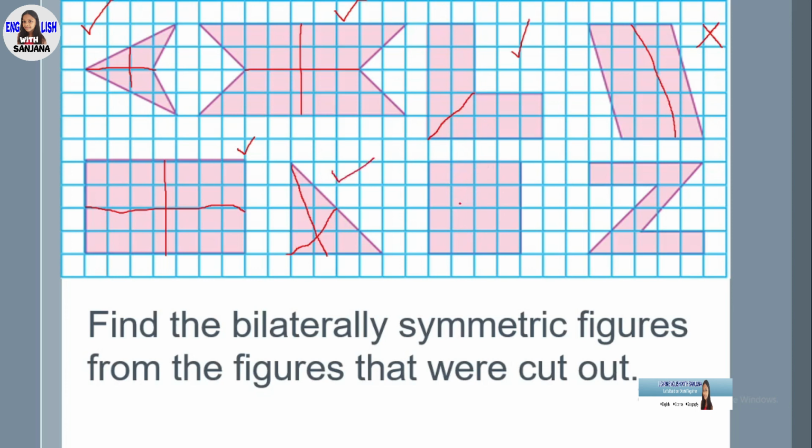Friends, is this square a bilateral symmetric figure? Yes, it is. We can draw one axis of symmetry, 2, 3, and 4. So this is a bilateral symmetric figure. What about this one, friends? If we draw a line segment from this point to this point, will they coincide? No, they won't. So it is not a bilateral symmetric figure.